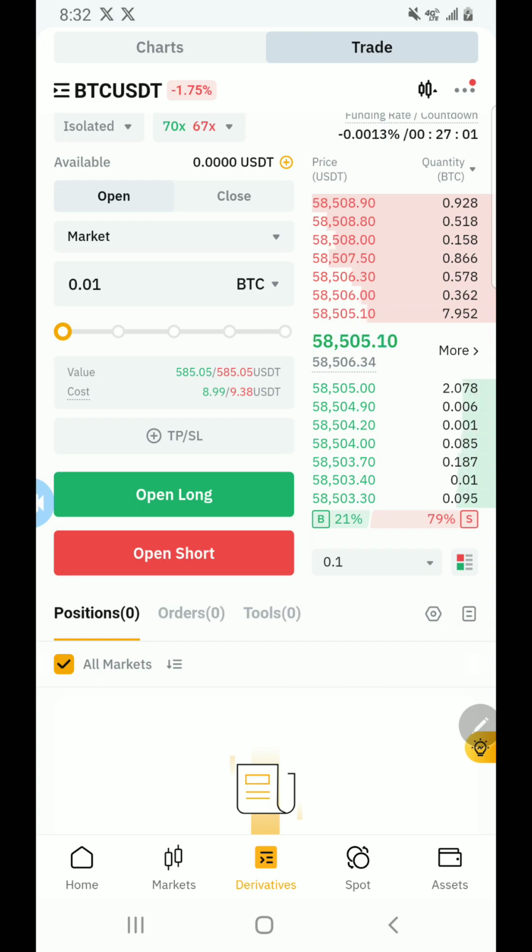This is not a get rich quick scheme. You're going to lose your money too fast, you wouldn't even know it. So I strongly advise that you go get some trading knowledge before delving into trading any asset whatsoever.